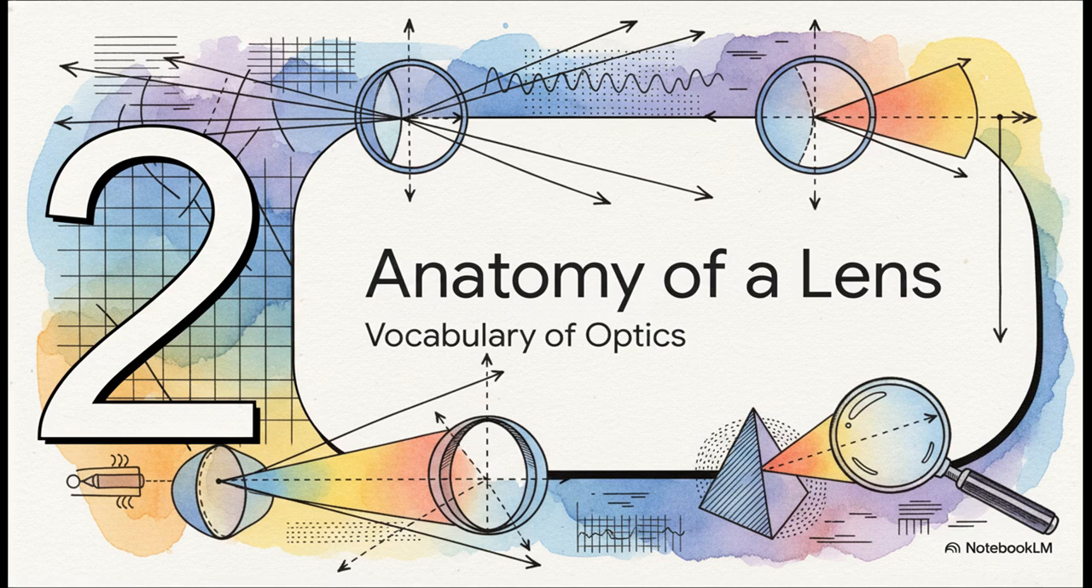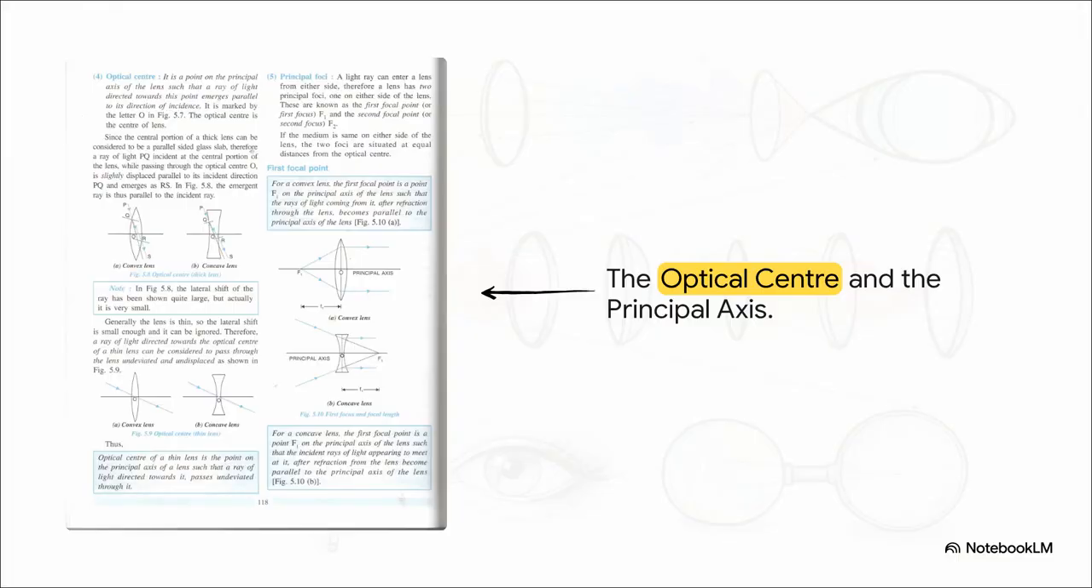Moving on to Section 2, Anatomy of a Lens, the vocabulary of optics. Okay, to really understand how light interacts with these lenses, we need to nail down the proper terms. First up, check out the very center of the lenses. That point is called the optical center, usually marked with an O. And what's special about this point? Well, any light ray directed straight through this optical center passes through the lens completely undeviated, no bending whatsoever.